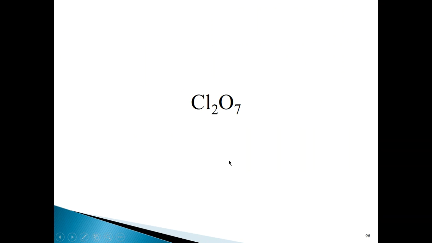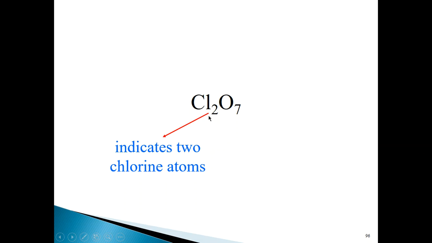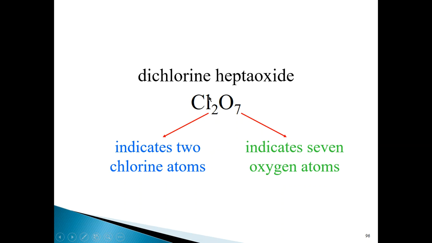All right, in this case, Cl2O7, we have 2 chlorine atoms, right? So therefore, the di prefix would be applicable here, and we have 7 oxygen atoms, so the hepta prefix would be applicable as far as that is concerned. So therefore, the name of this compound is dichlorine heptoxide. In some textbooks, you'll see heptoxide, in other words, no A here. That is allowable according to IUPAC. Or if you want to call it heptaoxide, that's fine as well. All right, so that's the name of that compound.